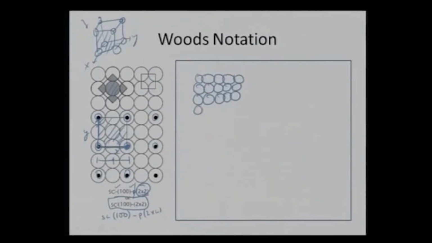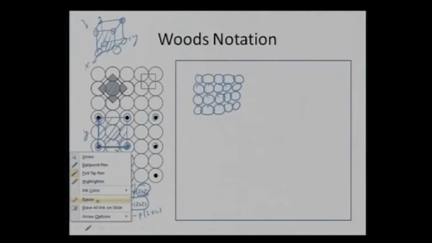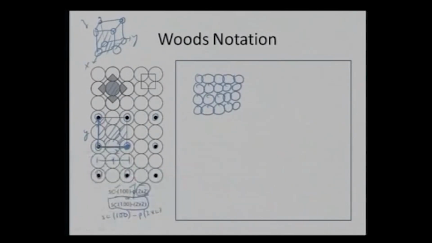And then we can also see that if our adsorbates are sitting more like this, then in this particular case we have to take this one as a unit cell, and that will be defined by a simple cubic sitting on a 100 surface, and now it is 2 unit vectors in the x direction and 1 unit vector in the y direction. So this is how it has to be defined.